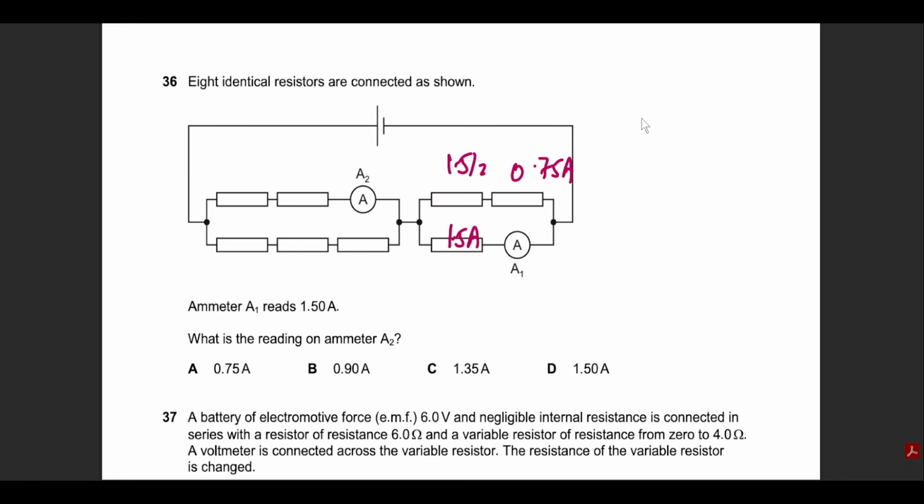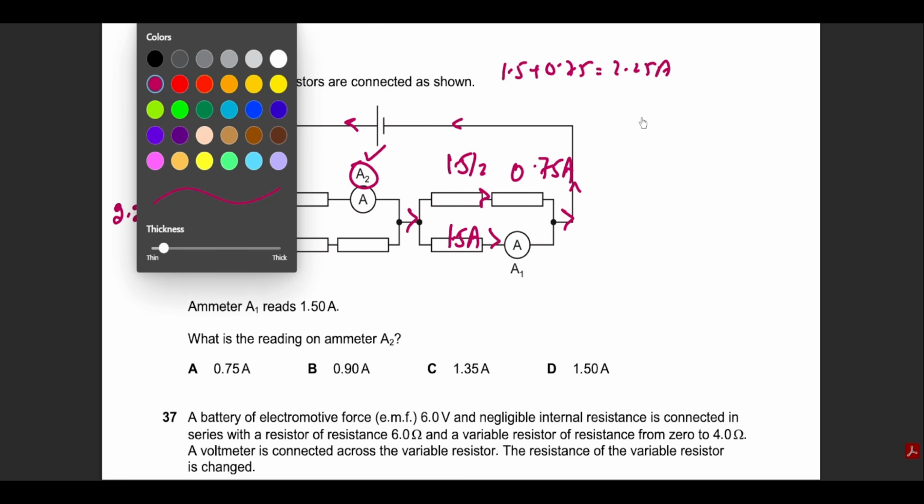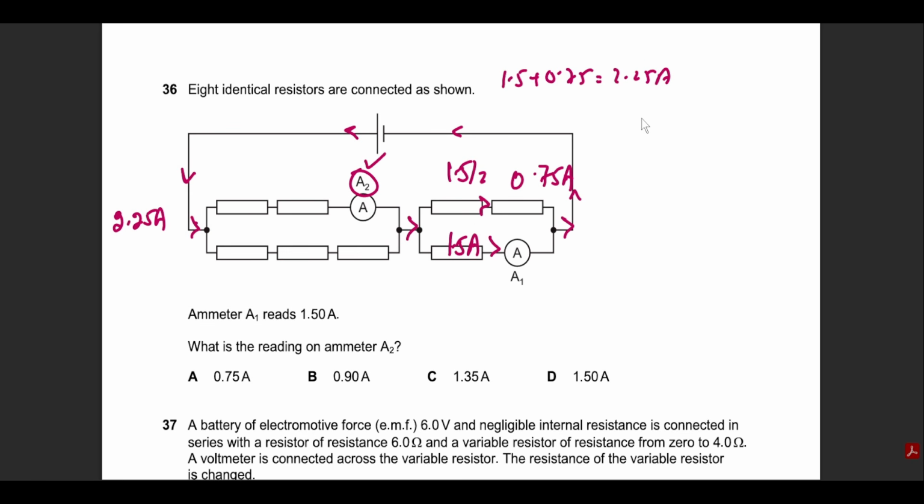Now, when I have this information, I can add these two currents together to find out how much current is actually traveling in the circuit, because I'm supposed to find the value of A2. So the current input to the system is 1.5 plus 0.75, which is 2.25 amps. This is 2.25 amps here, and then 2.25 here, and then 2.25 here. So now I have to find A2. Now this is the tricky part. You see, in one branch we have 2 resistors, and in the other one we have 3.